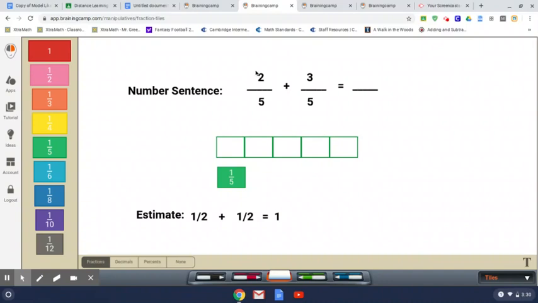In our case here, we have 2/5, so we're going to shade in 2 parts. There's 1, there's 2/5 shaded in. Okay, I'm going to add to that an additional 3/5. We'll pick this color here, and we'll shade in. Sorry, it's hard to shade in with my trackpad here.